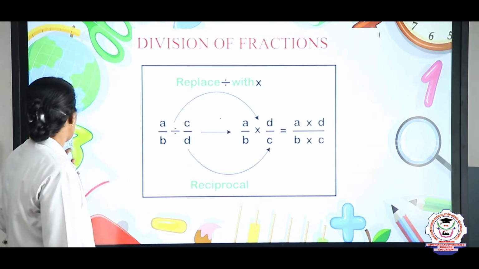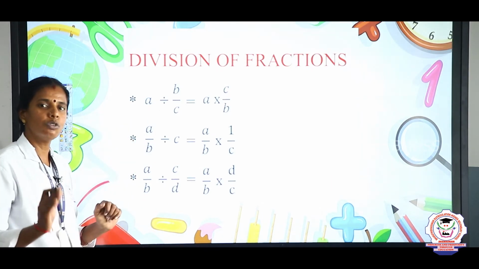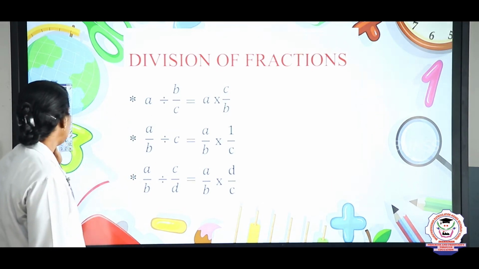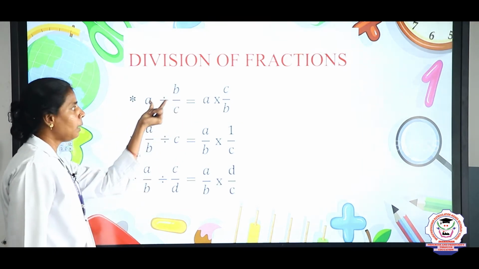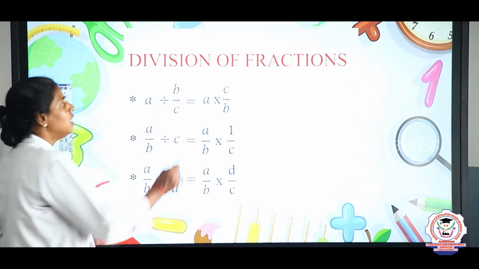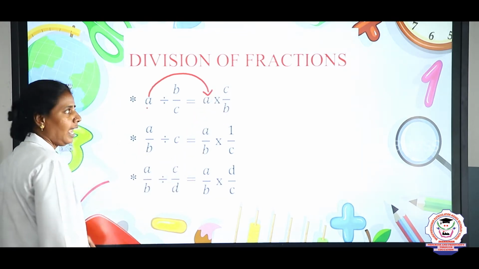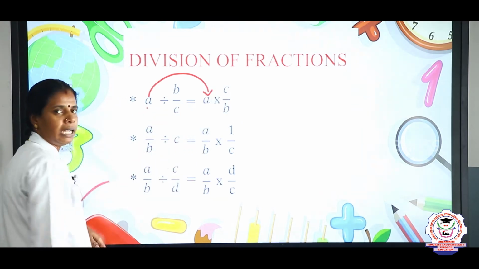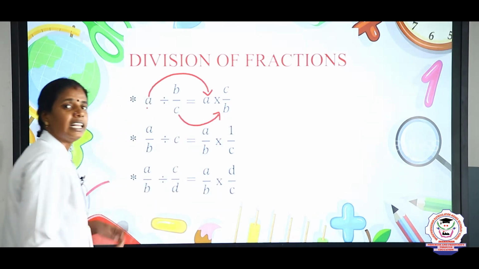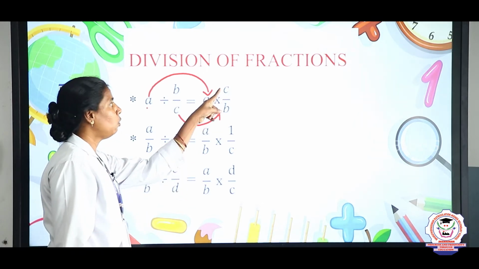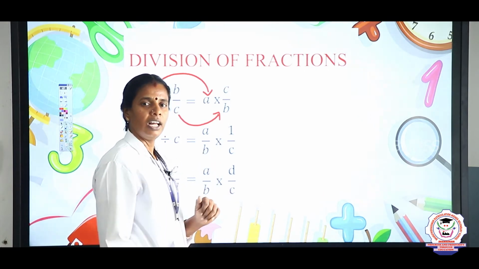The next case is when a whole number and a fraction are given in division, how do we solve this? Consider a divided by b by c, where a is a whole number and b by c is a fraction. The first number will be the same, a. Divide will be replaced by multiplication and b by c will be written in the form of the multiplicative inverse, that is, the reciprocal c by b. After changing this we can solve for the answer.